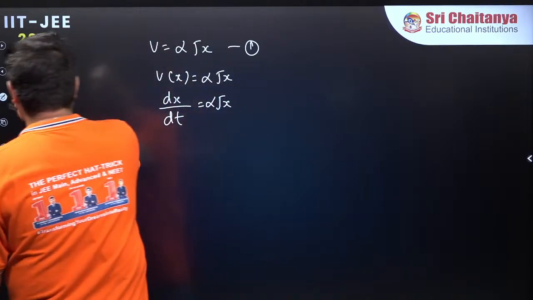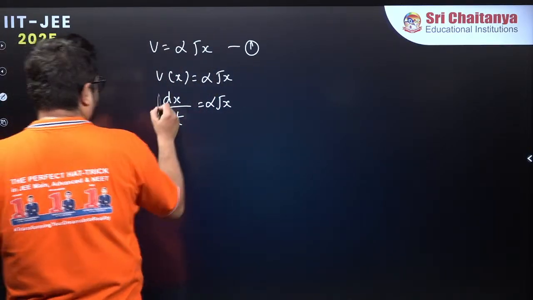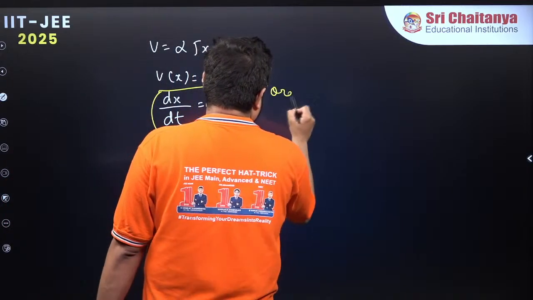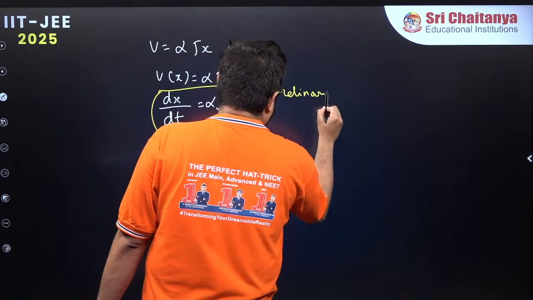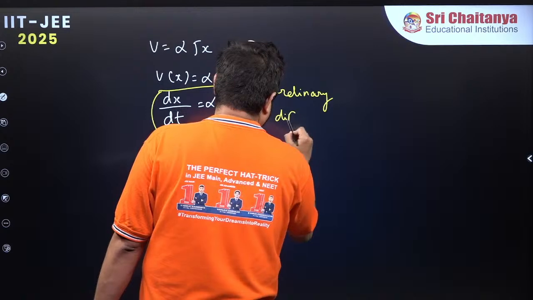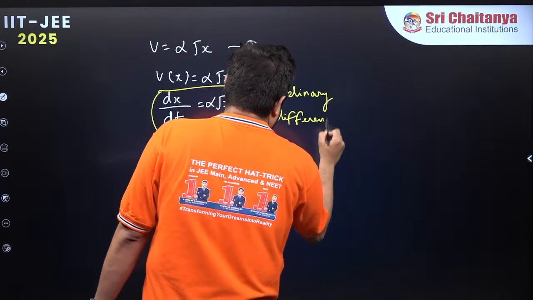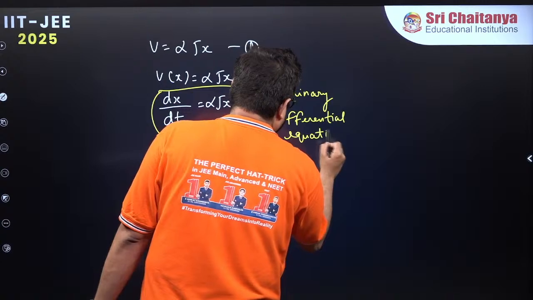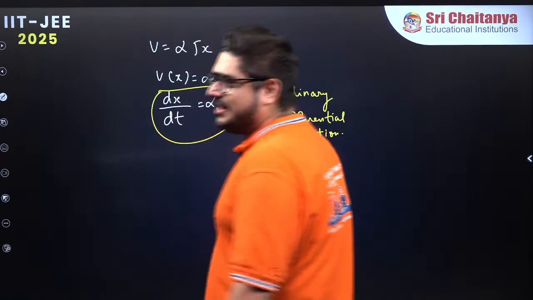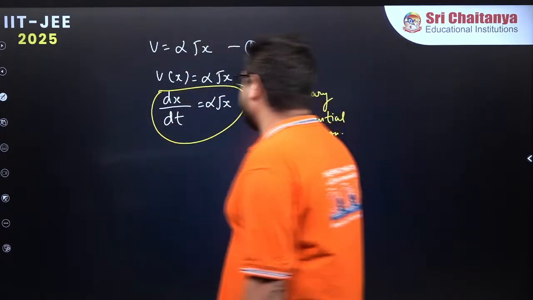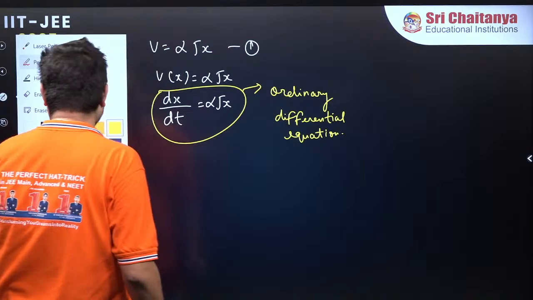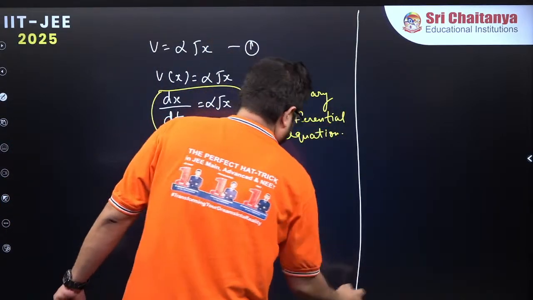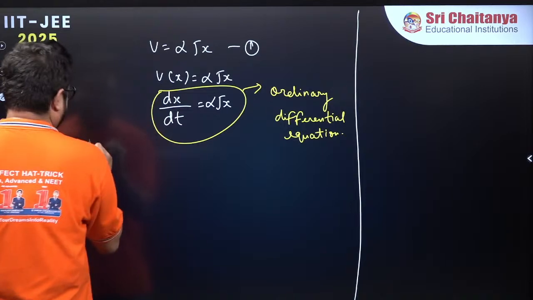This proves out to be the equation, whatever I am getting over here, an ordinary differential equation. This proves out to be an ordinary differential equation, isn't it? ये एक differential equation है, ordinary differential equation है. So now what we have to do? We need to use the variable separation method.